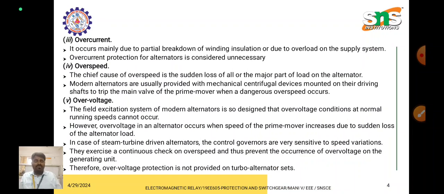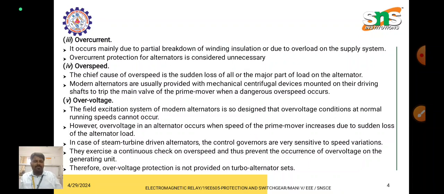And the alternator failure due to overcurrent. It occurs mainly due to partial breakdown of winding insulation or due to overload of the supply system. For example, during the peak hours, especially in the morning as well as the evening, the number of loads turned on is very high. If the loads increase, more current is drawn from the source, the source being the alternator. The more current is nothing but an overcurrent. The alternator tries to produce the required current for the load, but it is unable to. Because of this, overcurrent protection of the alternator is unnecessary.